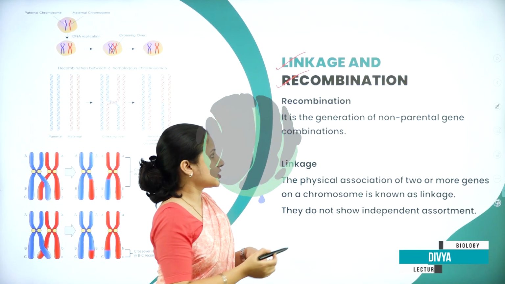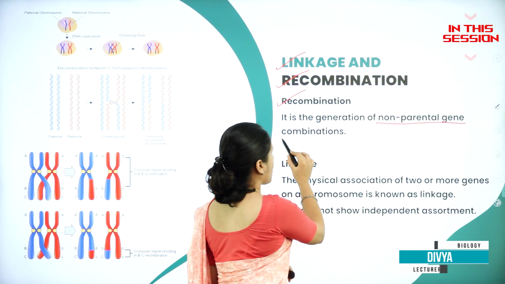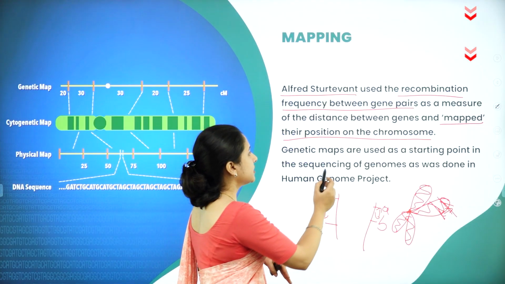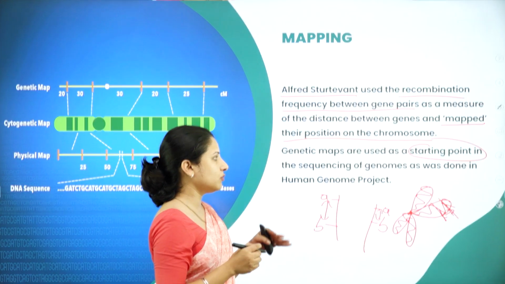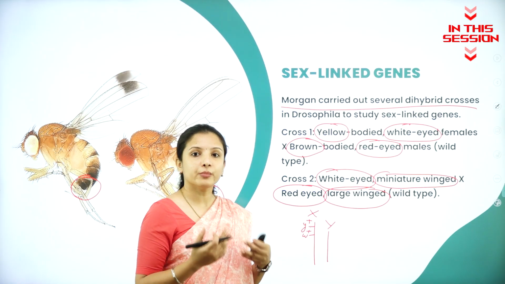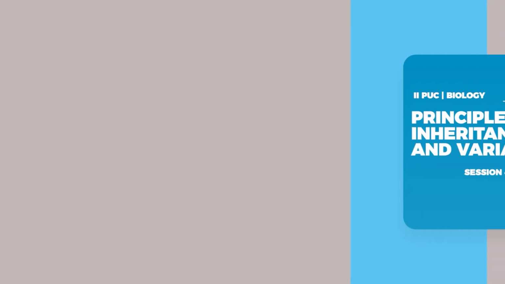So recombination is the generation of non-parental gene combination. Genetic maps are used as a starting point in the sequencing of genome. Y plus and W plus are dominant in nature. That is why this plus is being denoted here.